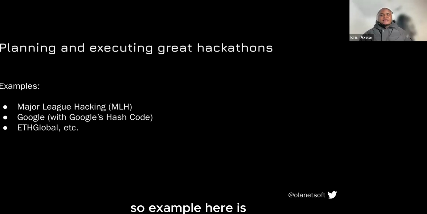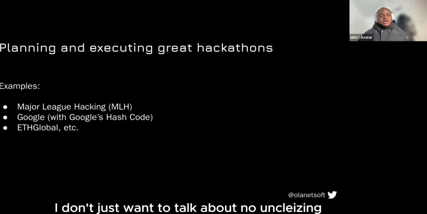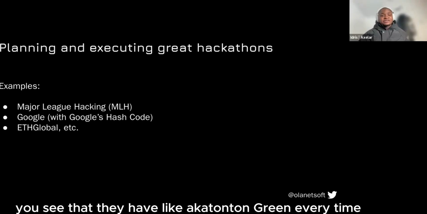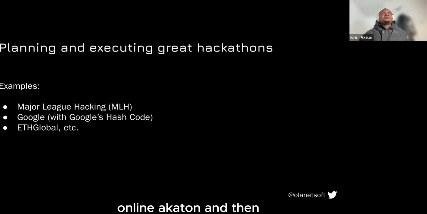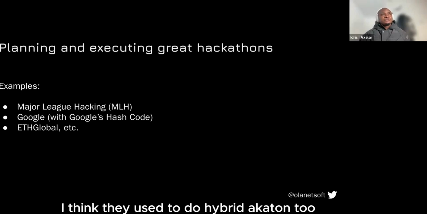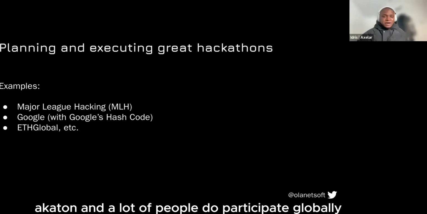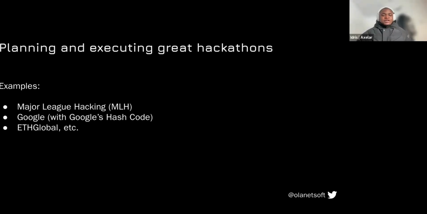So for an example here, I don't just want to talk about organizing without mentioning examples. I don't know if anyone is familiar with Major League Hacking. They organize hackathons every time. If you check it out, you see that they have hackathons ongoing all the time, and they are mostly online hackathons. I think they used to do hybrid hackathons too, but they mostly do online hackathons, and a lot of people participate globally.